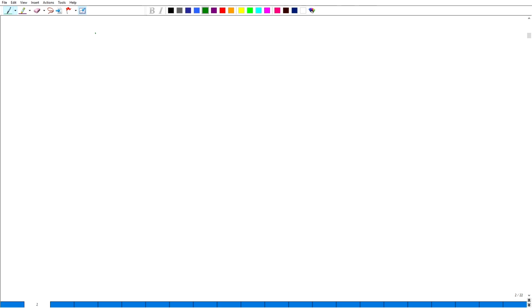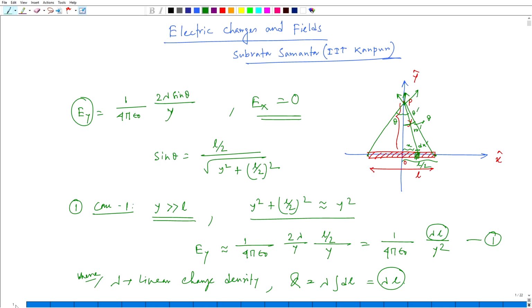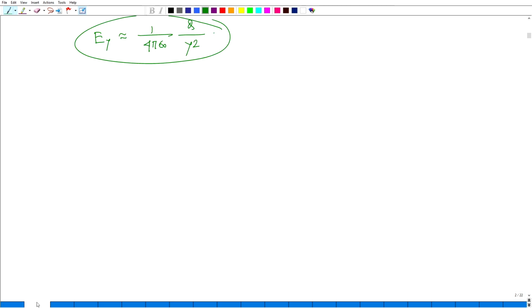The expression for E y becomes 1 over 4 pi epsilon naught q over y squared, where q is the total charge. So the system looks like a point charge. When we observe at a distance very much greater than L, the length of the rod, the whole system looks like a point charge with total charge q. So this is the electric field due to a point charge.